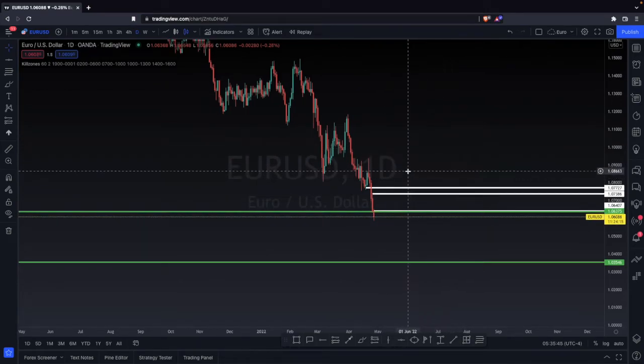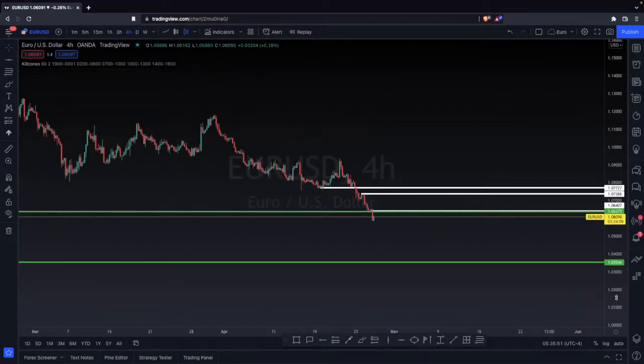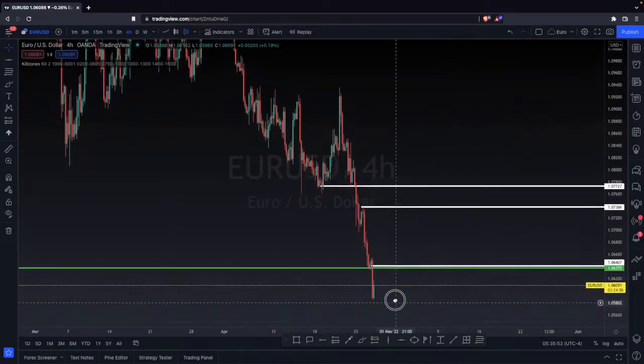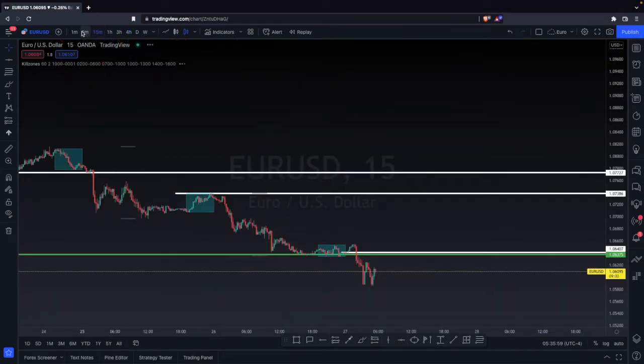I'm not trying to have a crystal ball and tell you what's going to happen next. All I'm trying to do is put myself in a good spot if what I am anticipating does happen. So that's Euro USD.